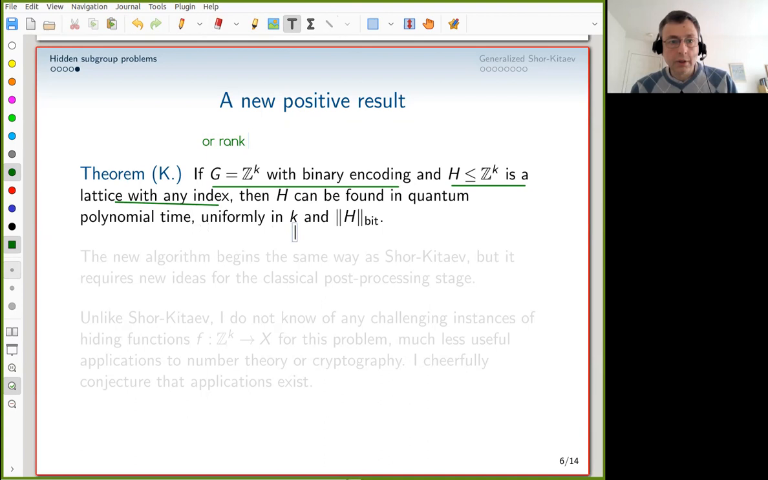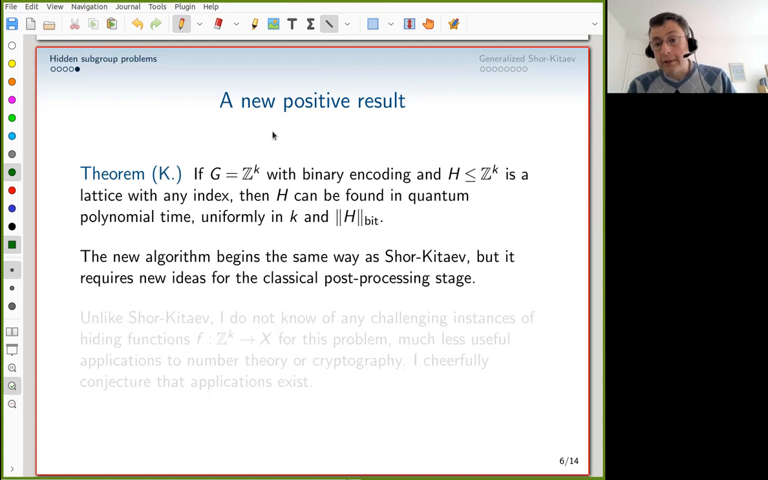So the new algorithm begins the same way as Shor-Kateyev, and in some respects, the same way as all of the quantum algorithms for the hidden subgroup problem. But it requires new ideas at a stage of the algorithm that is almost after the climax for Shor-Kateyev itself. What is meant by binary encoding? Well, just the usual way: binary or digit encoding versus unary.